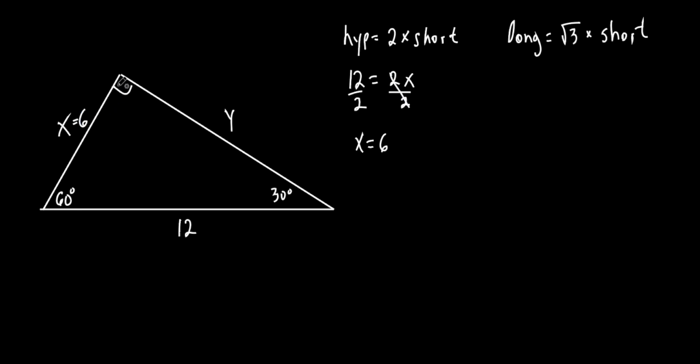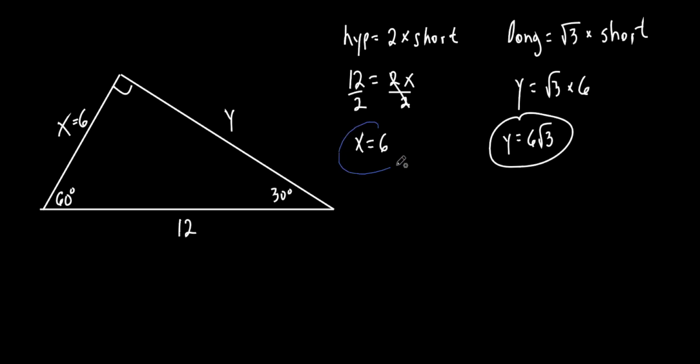Once I know the short side, the long side's kind of easy. All right? So the long side is y equals what? The square root of 3 times the short side. What's the short side? It's 6. I don't write it like this, though. How do I write it? 6 times the square root of 3. So there's both of those answers. That's really not that much more difficult than the first one. Would you agree? If they give you the hypotenuse.